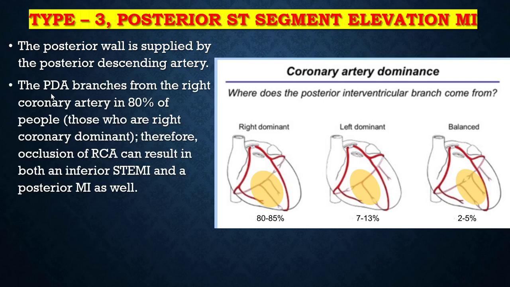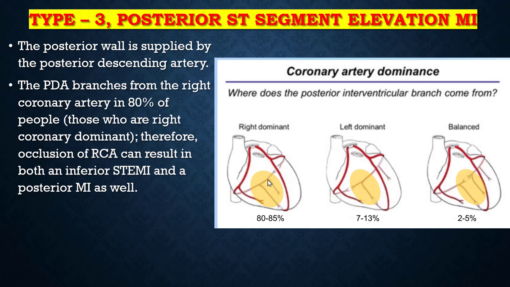The posterior descending artery branches from the right coronary artery in 80% of people, those who are right coronary dominant. Therefore, occlusion of the right coronary artery can result in both an inferior STEMI, ST elevation myocardial infarction, and a posterior myocardial infarction as well.